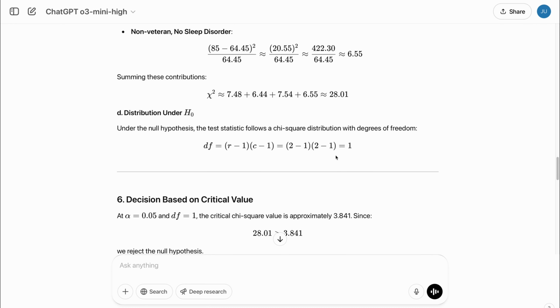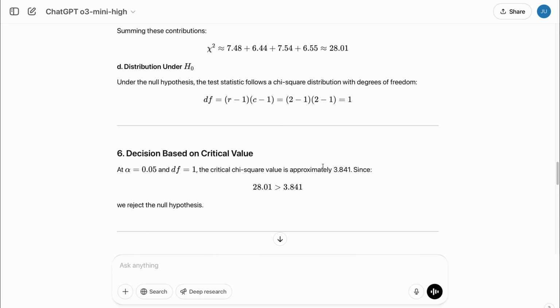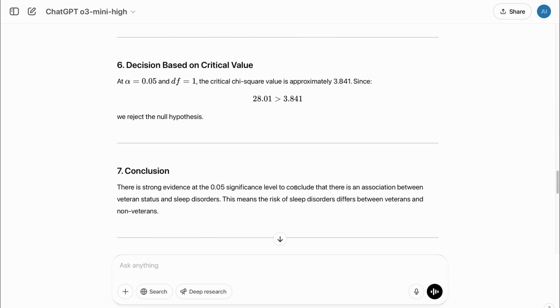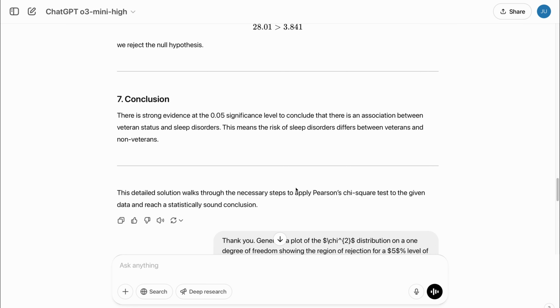We can see the degrees of freedom, 1 degree of freedom. And that means we have a critical value of 3.841, as we can see there. And our test statistic is much larger than that. So we reject the null hypothesis. We can see the conclusion there, pretty much as we stated.